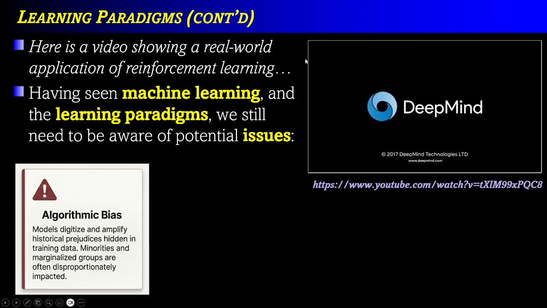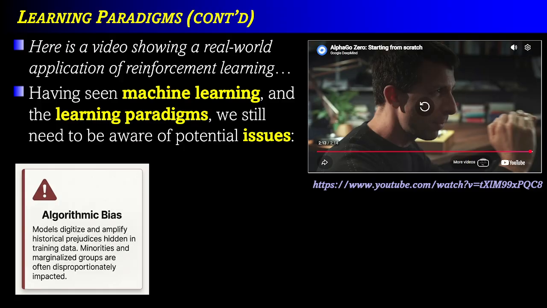Okay, so having seen machine learning and these examples of learning paradigms, we need to be aware of potential issues. For example, algorithmic bias. This is where models digitize and amplify the historical prejudices that are hidden within training data. Training data comes from us, the humans. So we have bias, and then we pass that bias on through our historical data into the models. Minorities and marginalized groups are often disproportionately impacted by this training data.